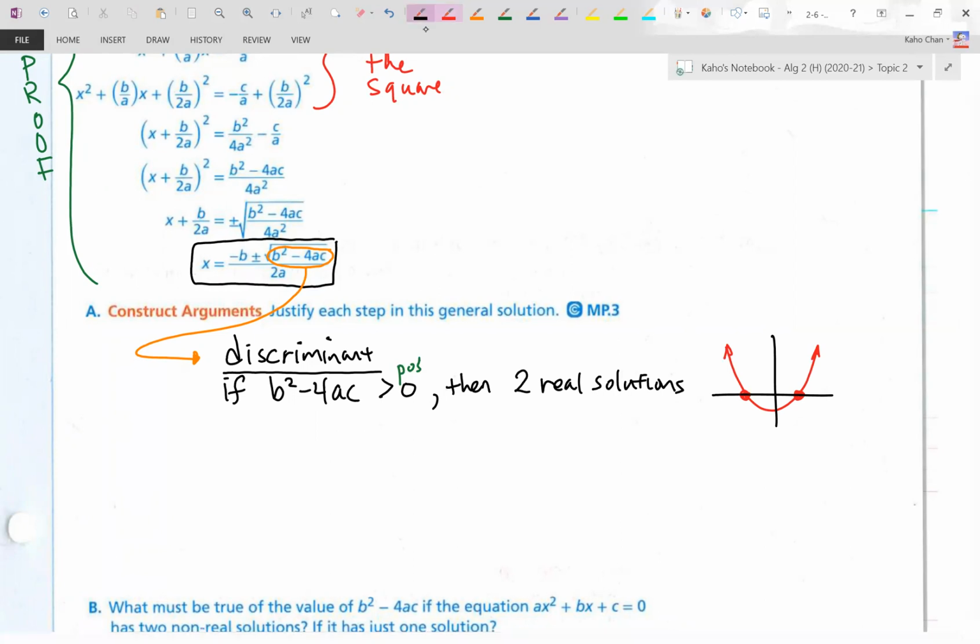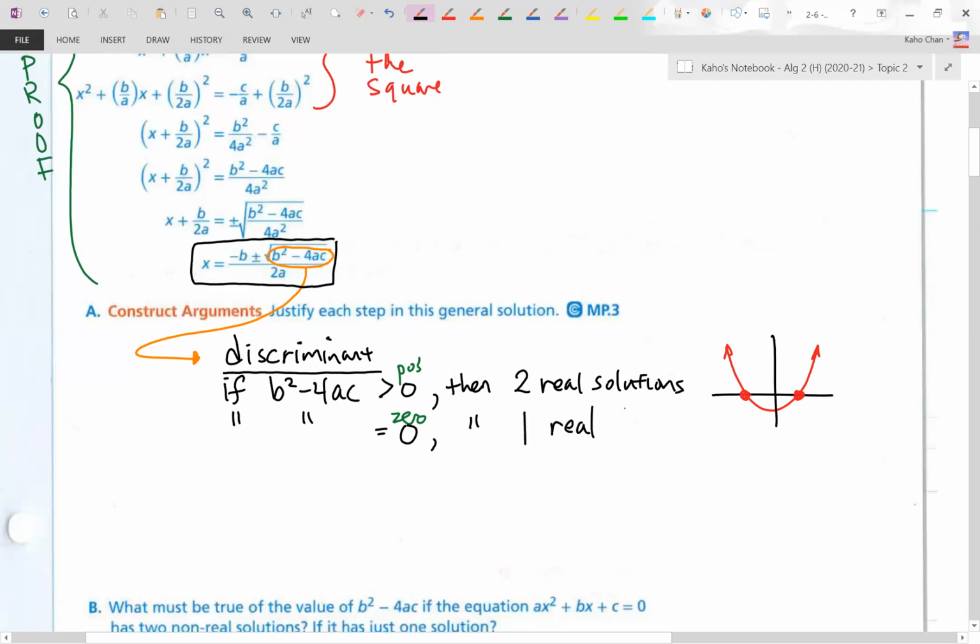What happens with another scenario? If the discriminant equals 0 itself, that means the parabola hits the x-axis only once, meaning there's only one real solution. And it looks like this. Could be a parabola that's right side up or upside down, but the point is it crosses the x-axis only once. Right there.